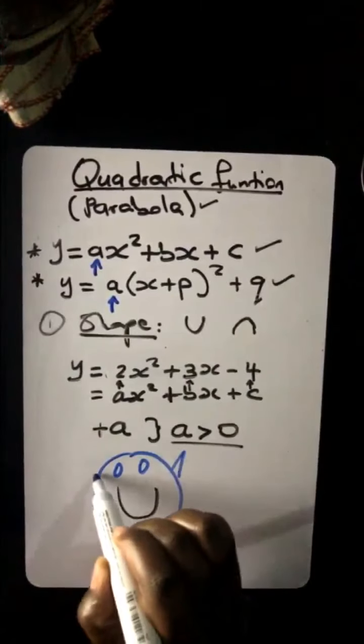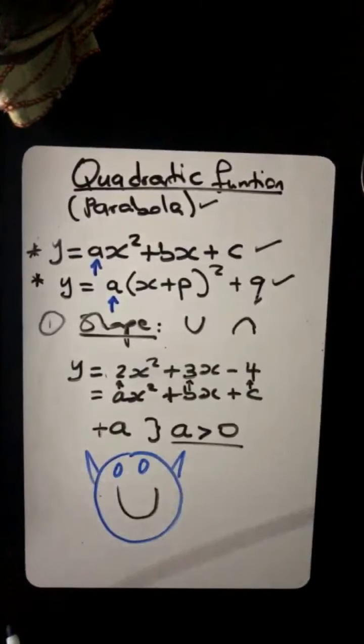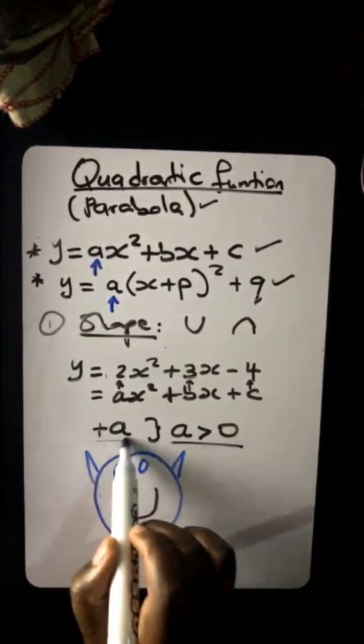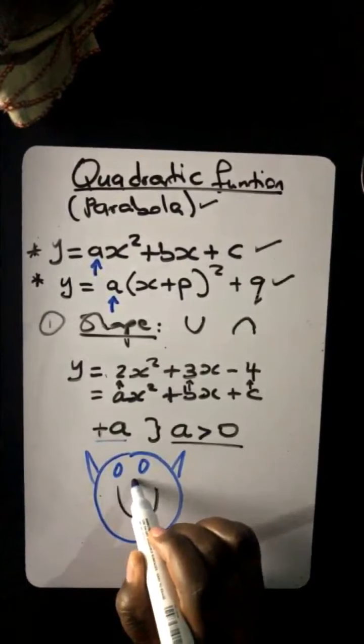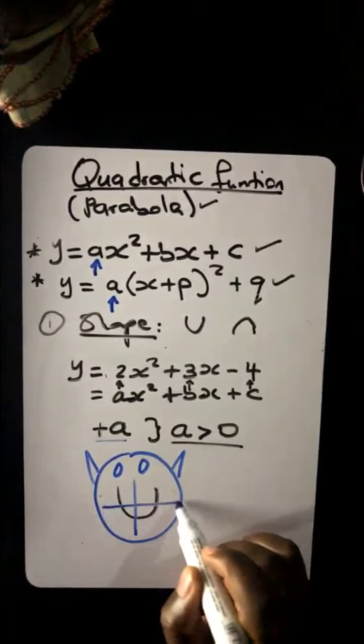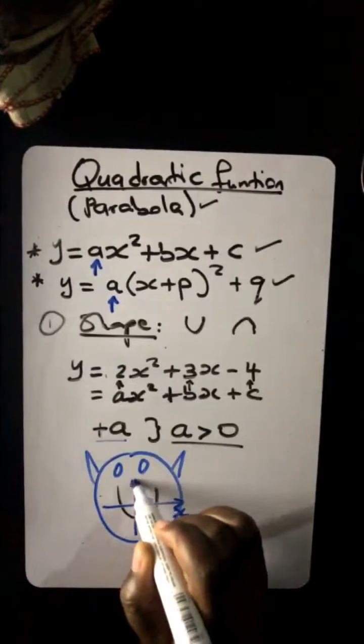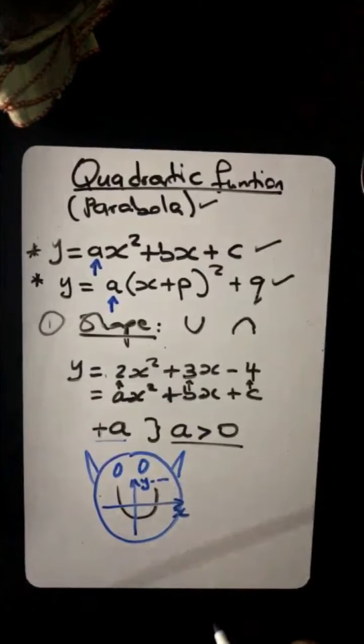Can you see, guys, this is a smiling shape. What does it mean? It means the mood is positive. The a value is positive. So that's why we are having a smiling shape. Remember, this is where you're going to have your x-axis and your y-axis.